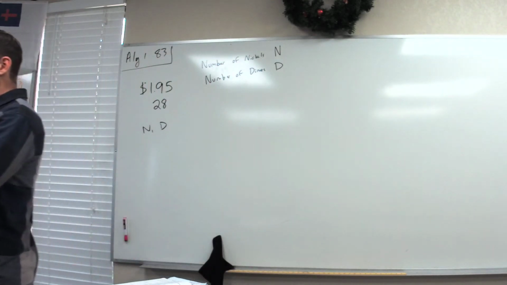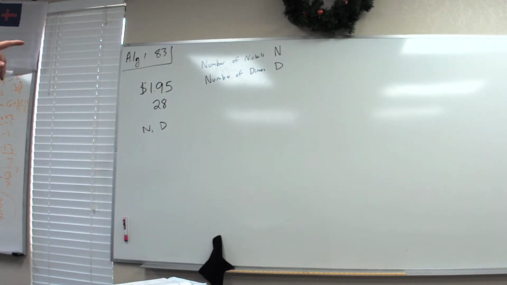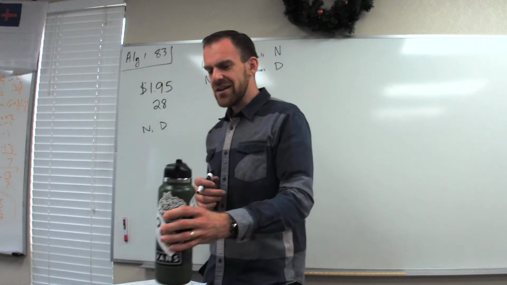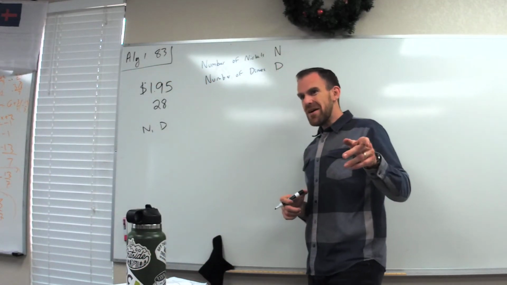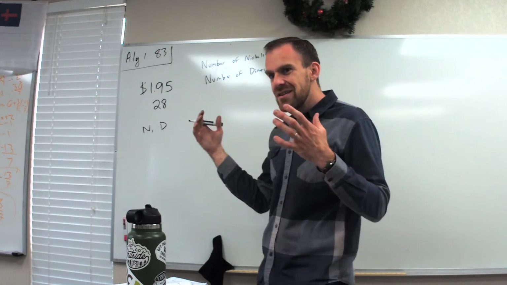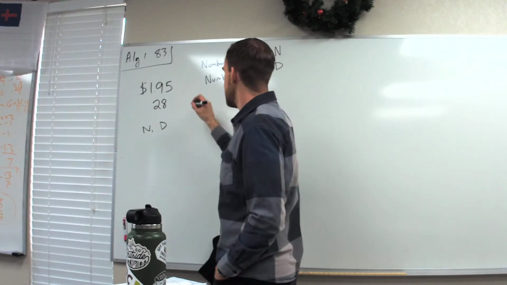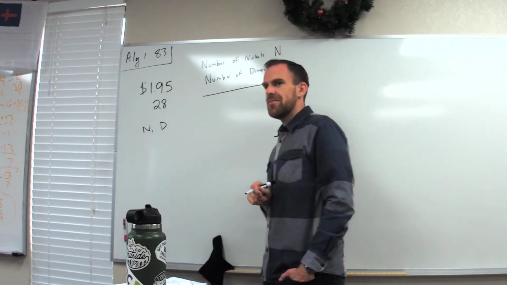So, how many nickels do you have? n. Look at the board. What does it say next to the number of nickels? n. And how many dimes do I have? d. That's correct. Come on, guys. How many dimes do we have? d. Dimes. Okay. And nickels, n. d dimes.